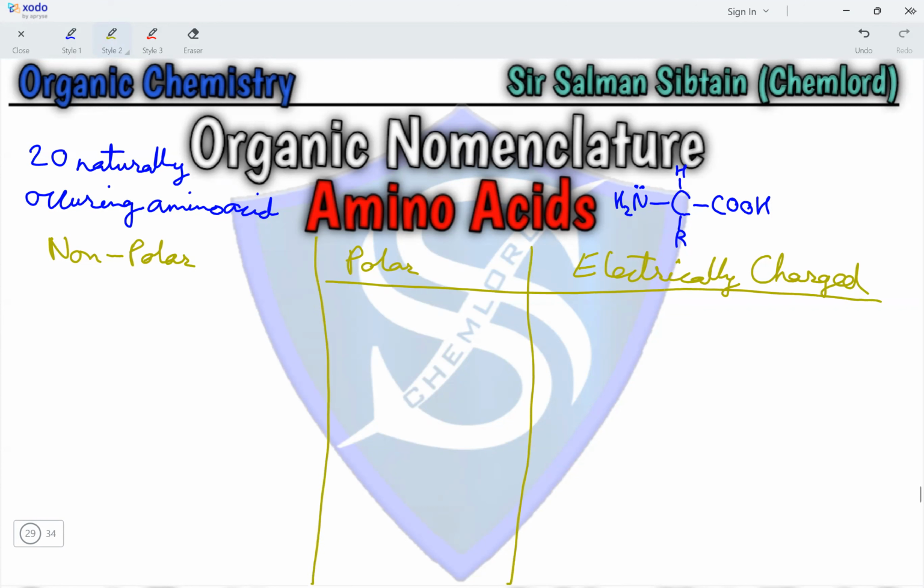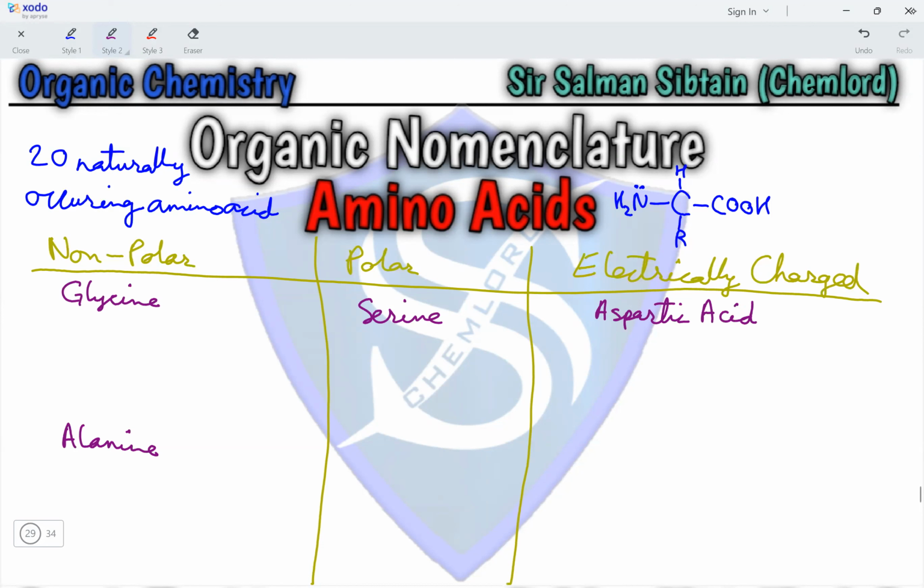Now, amino acids also have a general name and they've got an IUPAC name as well. So we are going to include both names. So all the amino acids that we are going to deal with have a general name. So we are going to deal with glycine, alanine, serine, aspartic acid, and lysine. Now, these are the general names of amino acids. Once the structure is drawn, we can actually give them their IUPAC names.